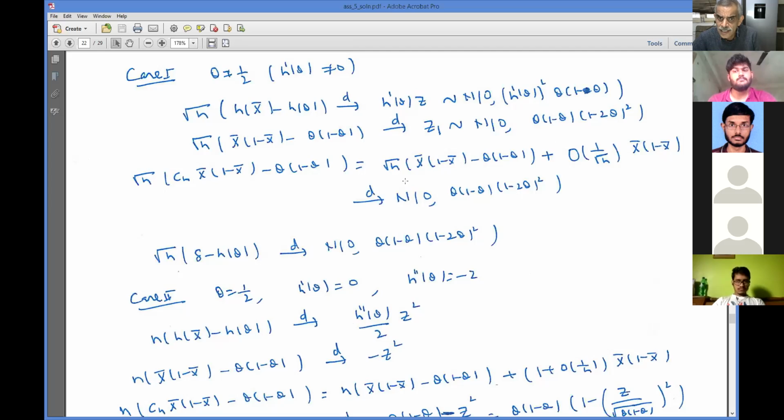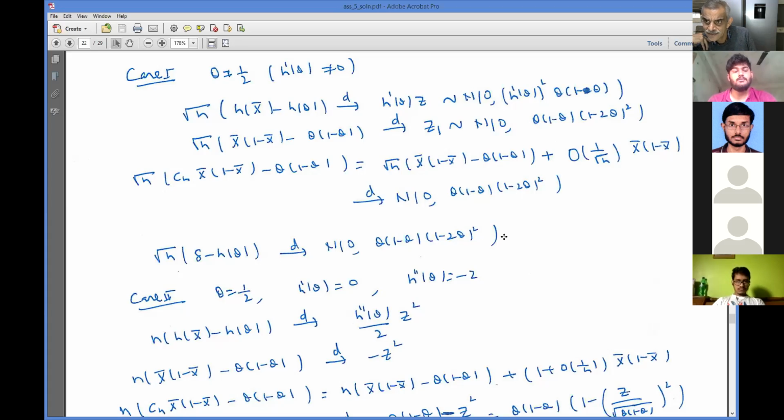So the sum will go in distribution to this quantity only, root n (x bar into 1 minus x bar minus theta into 1 minus theta), which is normal 0, theta into 1 minus theta into (1 minus 2 theta) whole square. So that means root n (Cn x bar into 1 minus x bar minus theta into 1 minus theta) goes in distribution to normal 0, theta into 1 minus theta into (1 minus 2 theta) whole square. Is that clear?